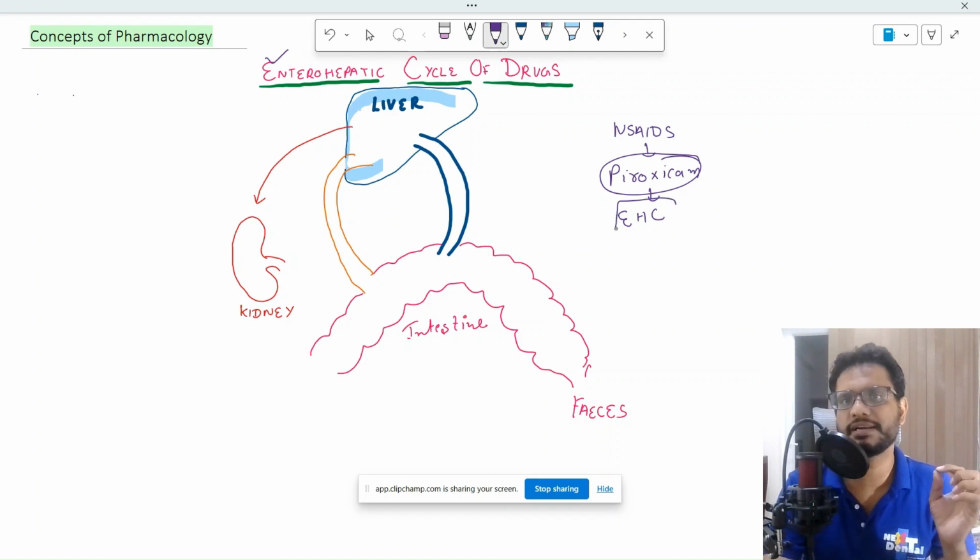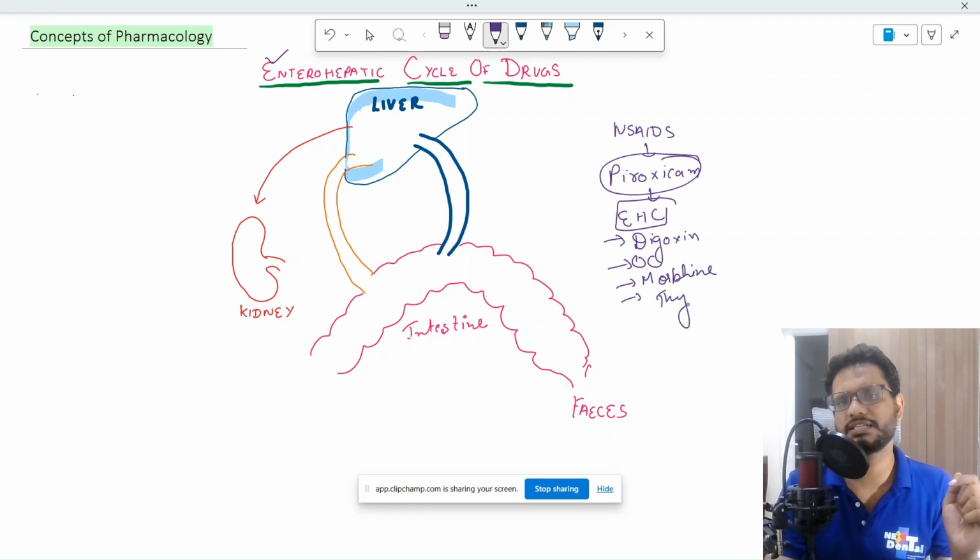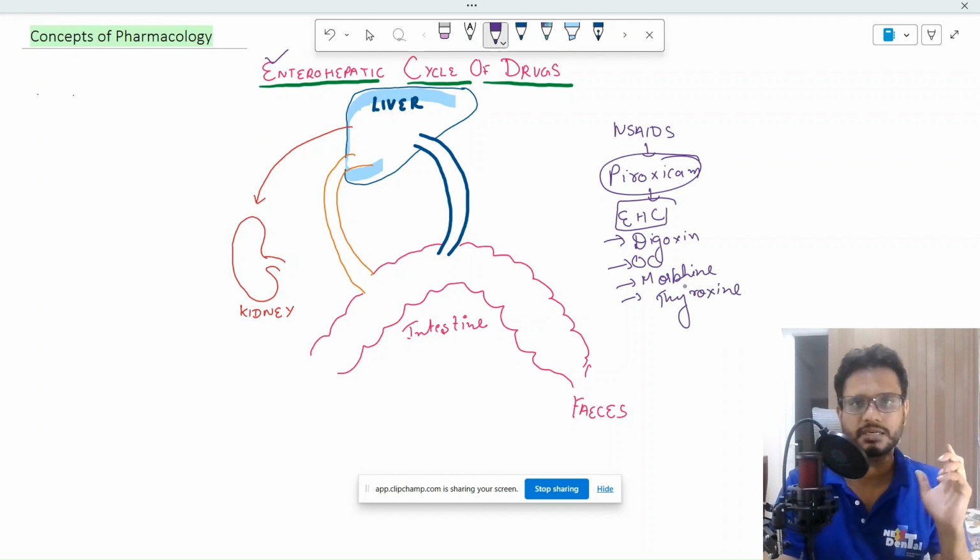So we should understand what this enterohepatic cycle of the drugs is. There are certain more important drugs which we have to understand, which undergo this particular cycle. We have digoxin, oral contraceptives, morphine, and thyroxine. These are important drugs that undergo the enterohepatic cycle.